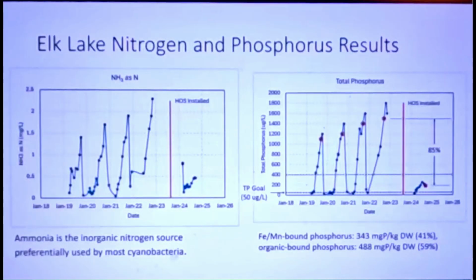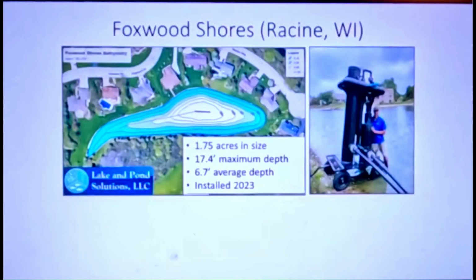After we installed it, we had an 85% reduction in internal phosphorus loading, and even though we budgeted that we would get to 400, the highest we saw was 290 micrograms per liter. So an 85% reduction with no other enhancement. They were jazzed. So another lake.